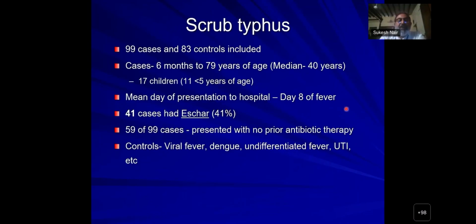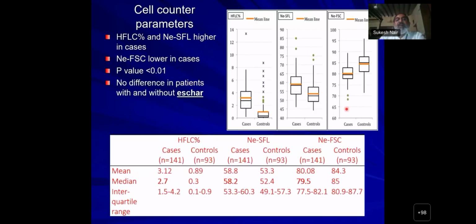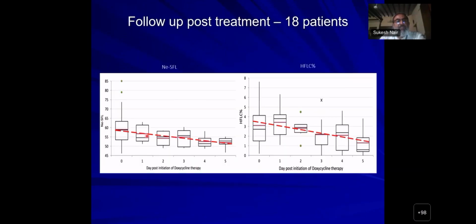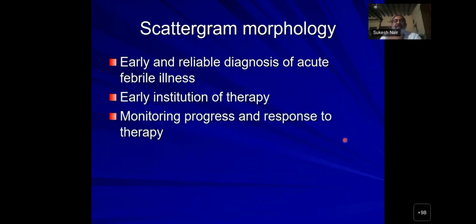And three of them happened together. That is high fluorescent lymphocyte count, high neutrophil fluorescence, and low neutrophil forward scatter. It is highly indicative of scrub typhus. After this, they start the patient on doxycycline. And after doxycycline, you can see that all these parameters significantly reduced. So scatter-plot morphology can be an early and reliable diagnosis of acute febrile illness, helps early institution of therapy, and monitoring of progress and response to therapy.